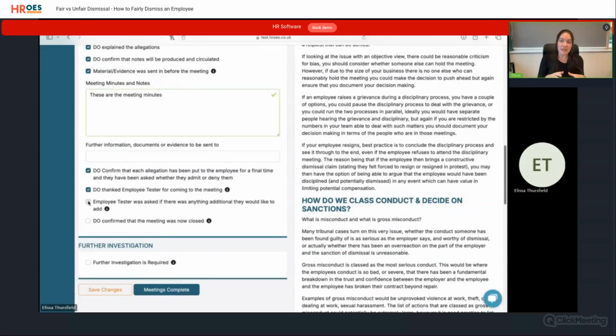And the reason being, even if it's a bit repetitive, is every single allegation has been put. And it's very, very easy in the heat of the moment to get into the nitty-gritty of a disciplinary meeting. And when you get out, you realize actually, there's an allegation that you forgot to put to the employee, particularly where there's lots of them. So by having this tripwire at the end to say that you confirm that every allegation has been put to the employee, that we thank the employee for attending the meeting, you ask them, is there anything additional that you would like to add? Is there anything you want to say?